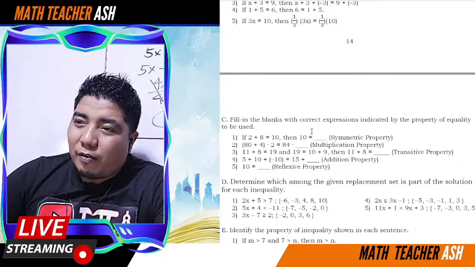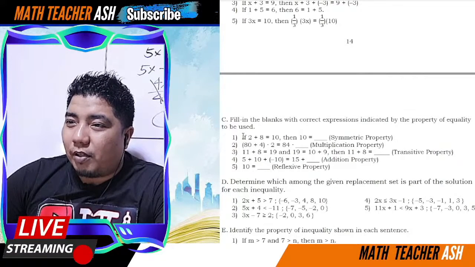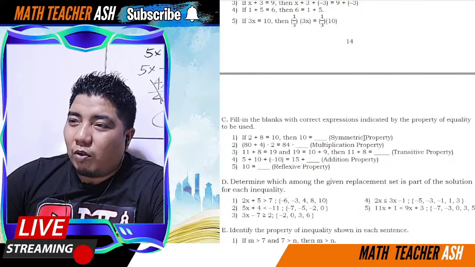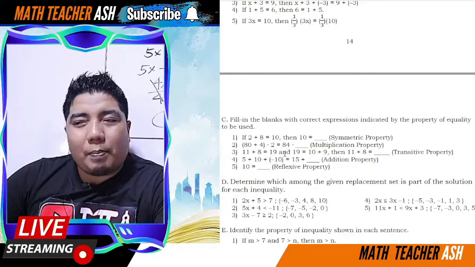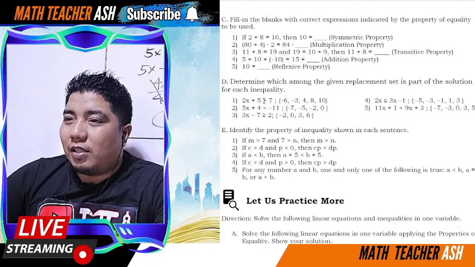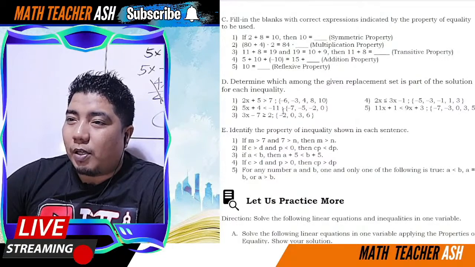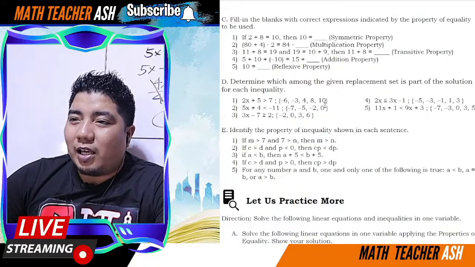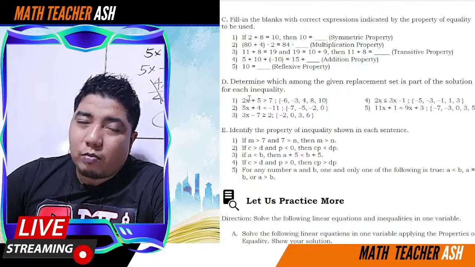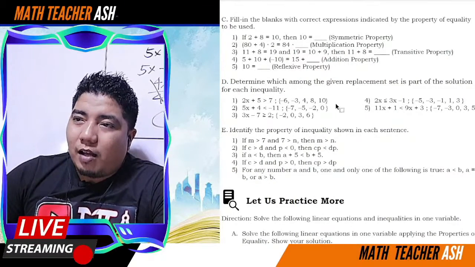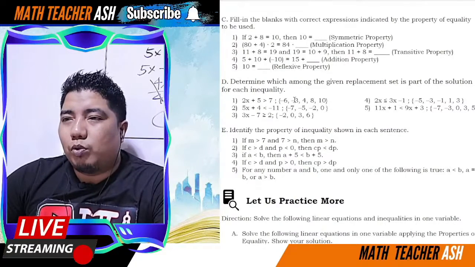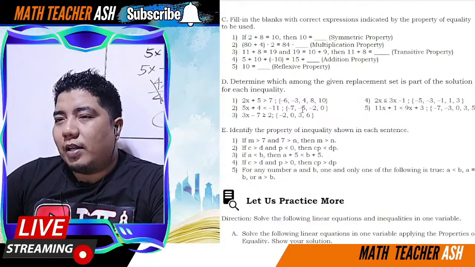So, ito naman, fill in the blanks with the correct expression indicated the property of equality. Okay, so 2 plus 8 is equal to 10, then 10 is equal to, so ano daw ang gagawin kapag symmetric property ang ilalagay? Napakadali, you just check what you have learned earlier. Okay? Then dito naman sa letter D, determine which among the given replacement set is part of the solution. So, same lang ito sa letter A, kaya lang dito is inequality. So, you test all the given values in the replacement set, which gives a true statement for the given inequality.